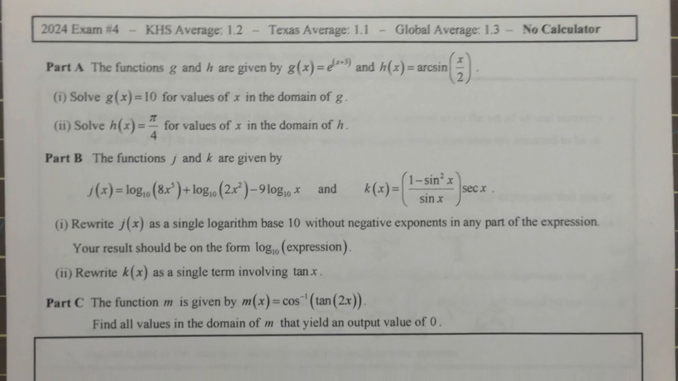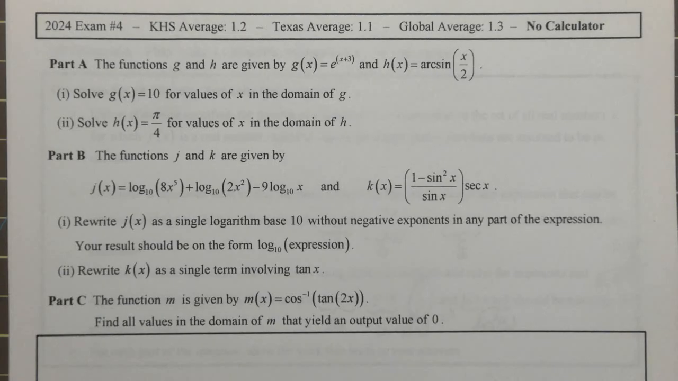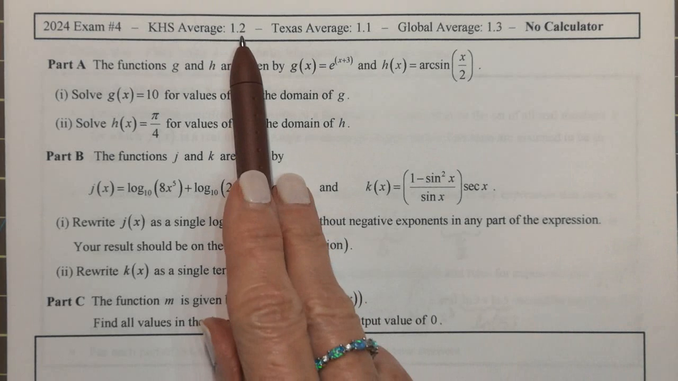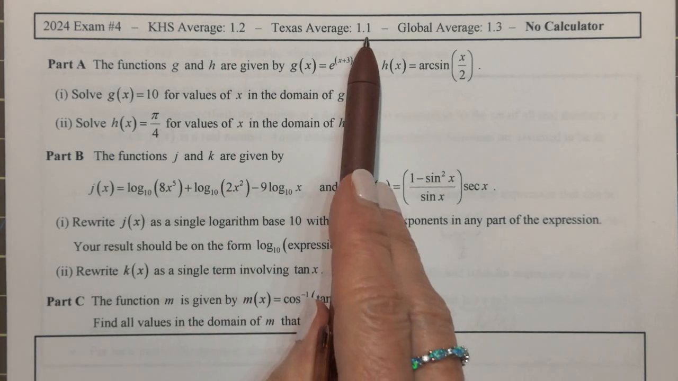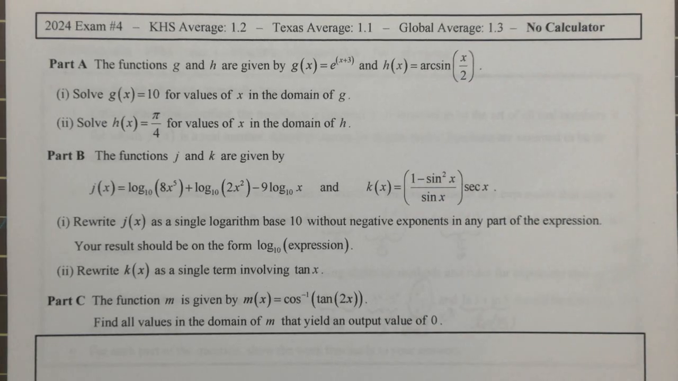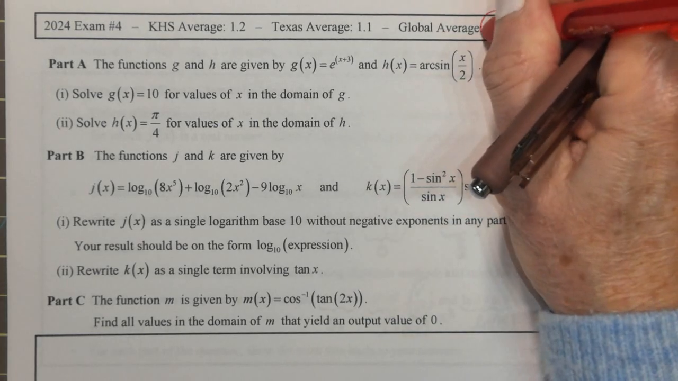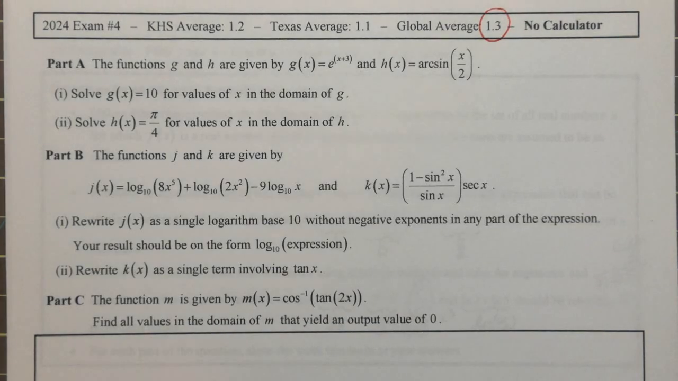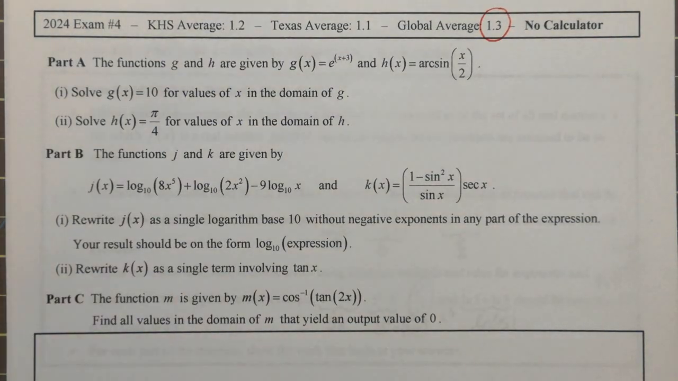Now we're going to do the very last one in your packet. This is the one from 2024. The KHS average was 1.2. The Texas average was 1.1, and the global average was just a very, very tiny 1.3. That is very small out of the 6 possible points. So clearly the kids did not like this problem that year.